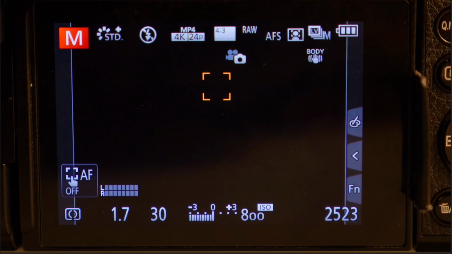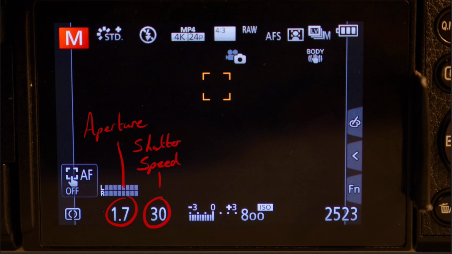Looking on the back of your camera or through the viewfinder, you can see there's a lot of information. Some cameras have more, some cameras have less, and on a lot of them you can customize what you actually see in front of you. But if we look at the bottom of this image, there are four areas that you really need to keep an eye on. Over on the left hand side you'll see the big 1.7, that is referring to our aperture. Next to that is the 30, that is our shutter speed. And then over to the right you'll see 800 ISO, obviously that's our ISO.